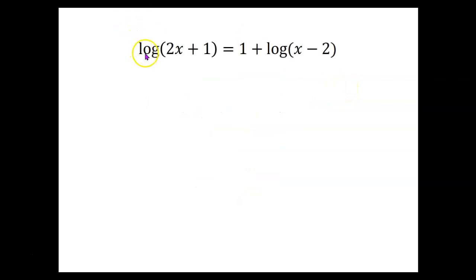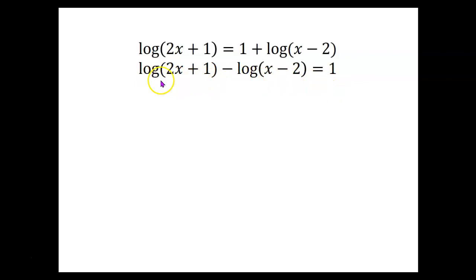Next example, log, and since there's no little subscript showing what the base is, this is a common log, a base 10 log. Log of 2x plus 1 equals 1 plus log of x minus 2. So there's a log on both sides, but there's also this 1 plus that isn't a log. Let's see if we can get just one log. First, I will subtract this log on both sides. So it's log of 2x plus 1 minus log of x minus 2 equals 1.